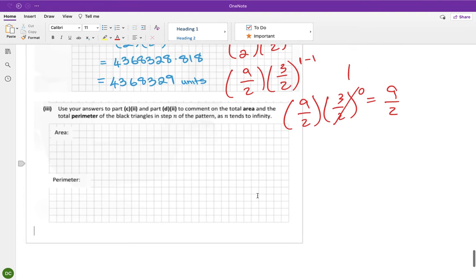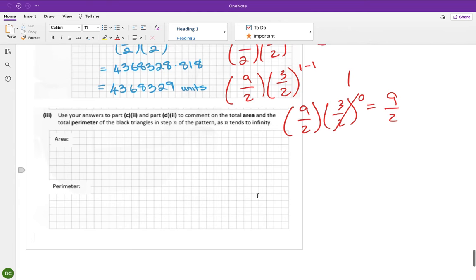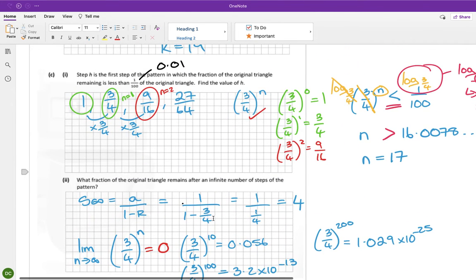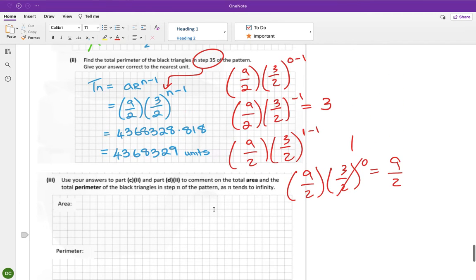Okay. Last part. Use your answers to C part 2. Oh, C part 2. Oh, this infinity one. And D part 2, which is that one, to comment on the total area and the total perimeter of the black triangles in step n of the pattern as n tends towards infinity. Okay, well, the area we already talked about. So as n approaches infinity, the area approaches 0.